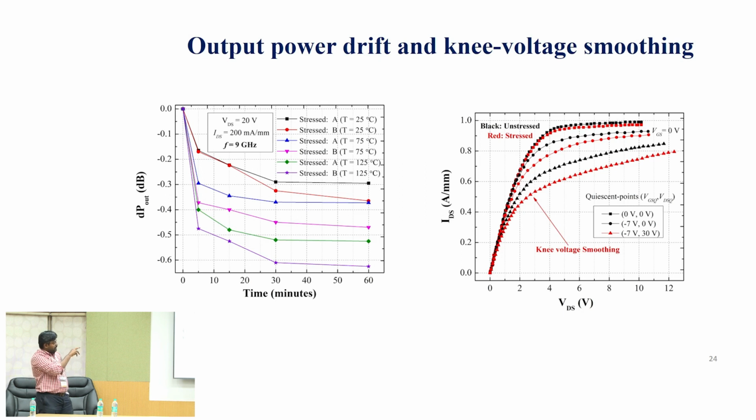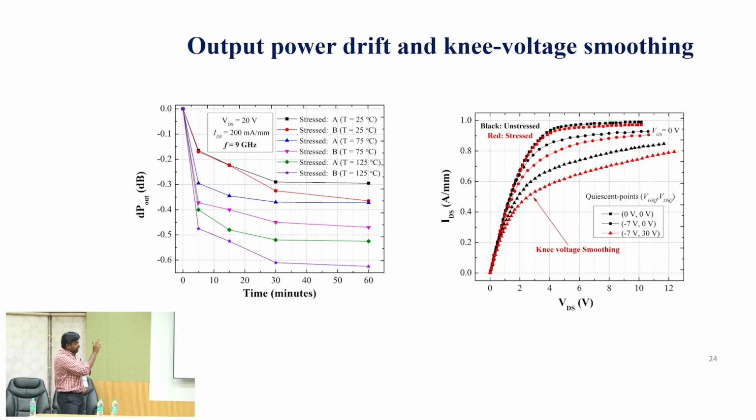So there is also some pulsed IV measurement. In the pulsed IV measurement, the black one is unstressed, and after the stress it is the red line. It is taken for three different conditions. The first one is quiescent point 0, 0. The second one is minus 7, 0. That time only traps under the gate will be populated, and the third condition is the off-state condition, minus 7 and 30 volts. That time the traps under the gate and the traps in the gate-drain access region will be populated.